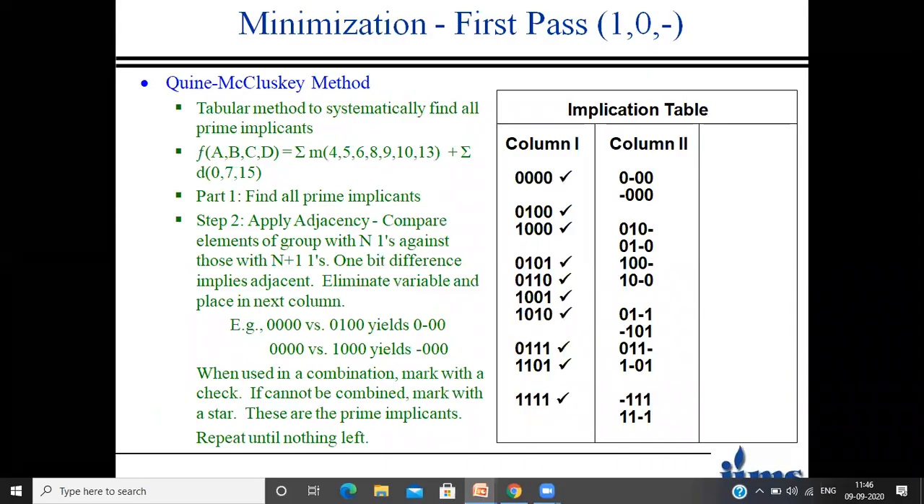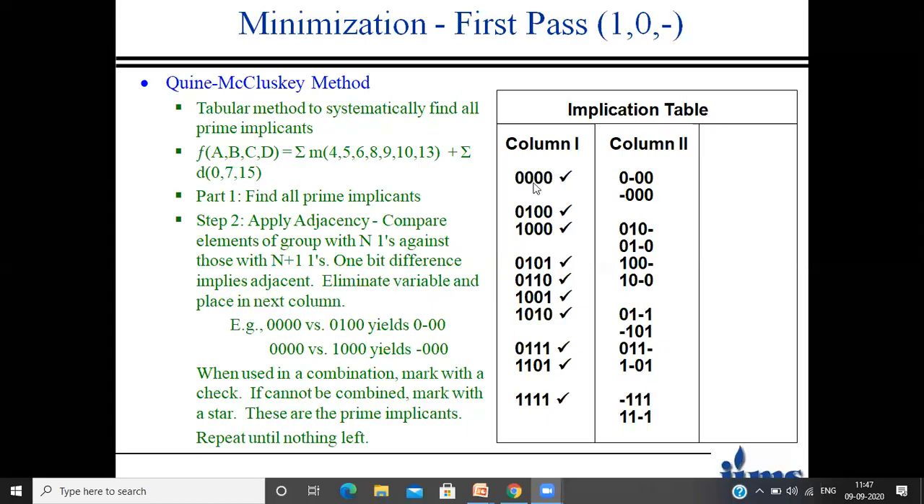Now we have to make column 2 of this particular table. We have to compare the first group with the second group, and we have to find out the single bit change. So where there is a single bit change, that position will be a dash. So apply adjacency: compare elements of the group with n ones against those with n plus 1 ones. One bit difference implies adjacent. Eliminate the variable and place it in the next column.